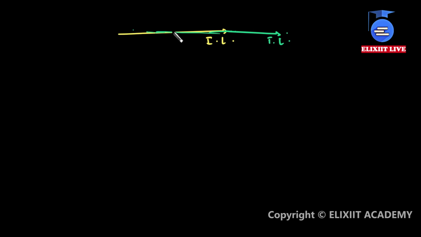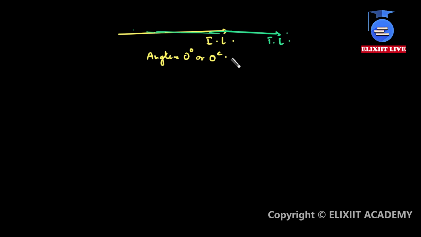No rotation took place. This is your initial line, and on the same line there lies the terminal line also. So over here, the angle is actually 0 degree. The angle is not rotated at all. So obviously, in this case, the angle is 0 degree. 0 degree or 0 radians, both are the same thing. Why both are the same also? I'll explain.